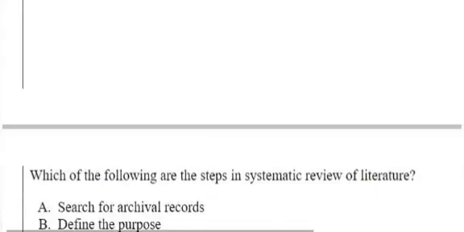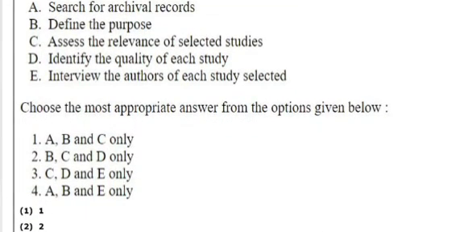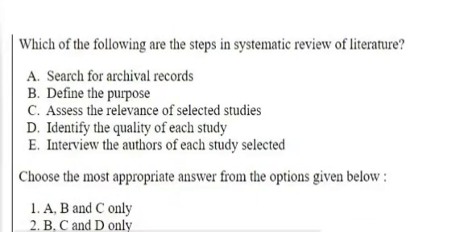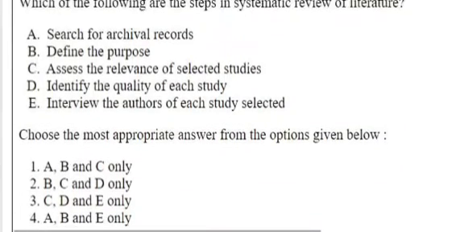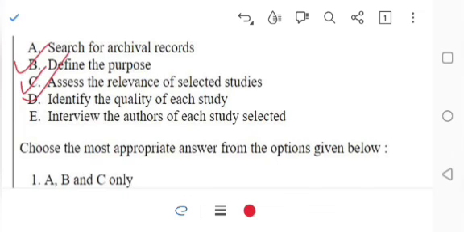Next, which of the following are the steps in a systematic review of literature? Search for archival records, define the purpose, assess the relevance of selected studies, identify the quality of each study, interview the authors of each study selected. So these are the options. I will not go through the options, but let me tell you the correct option for the said question. It will be number B, that means B, C, and D are correct. B, C, and D.